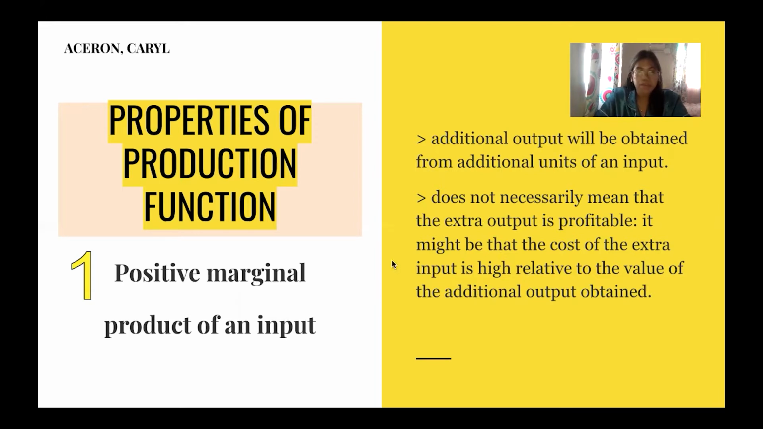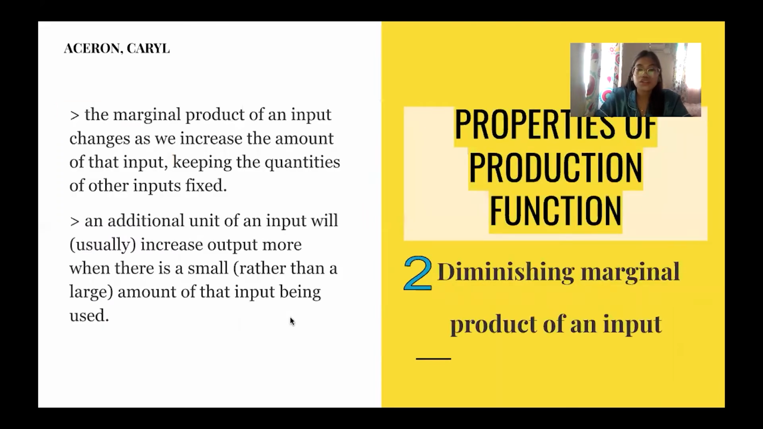The second property of production function is the diminishing marginal product of an input. The second property explains how the marginal product of an input changes as we increase the amount of that input, keeping the quantities of other inputs fixed. An additional unit of an input will usually increase output more when there is a small amount of an input being used.